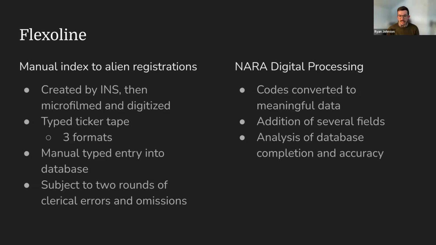After the National Archives received this database from USCIS, they performed some actions on it that make it much more usable for us. All of those codes, and we'll see examples in a second, they converted into meaningful data. They added a couple of fields that help us find people, and they analyzed the database for completion and accuracy. There's lots of technical documentation about all of that. What we're concerned with is how do we find our people?